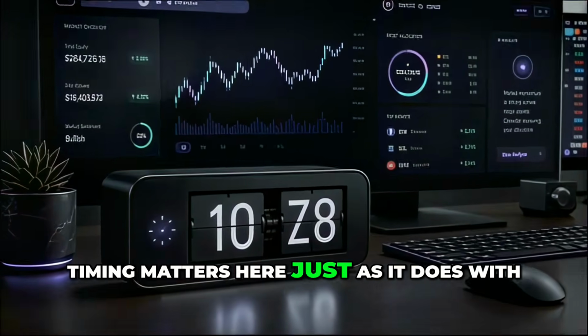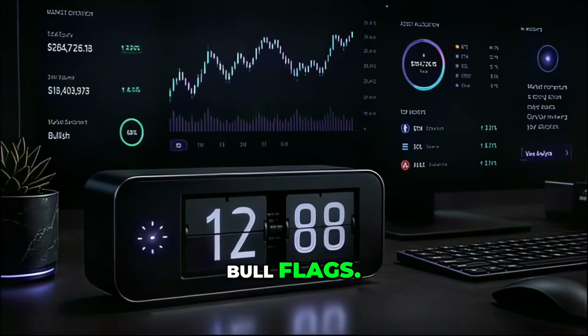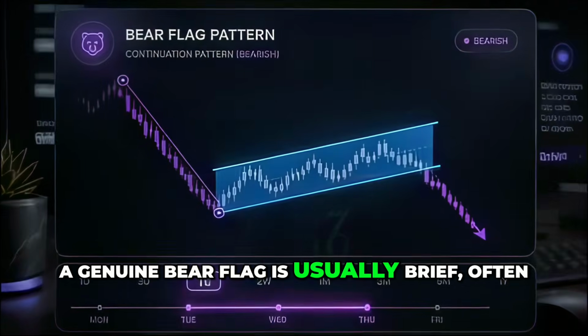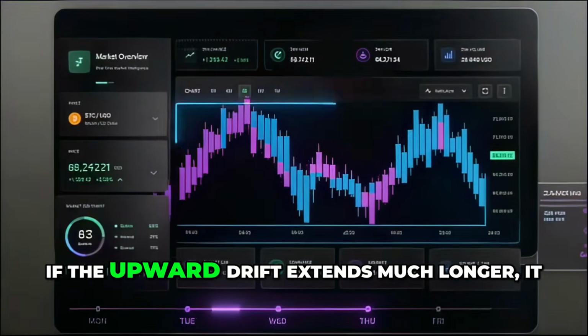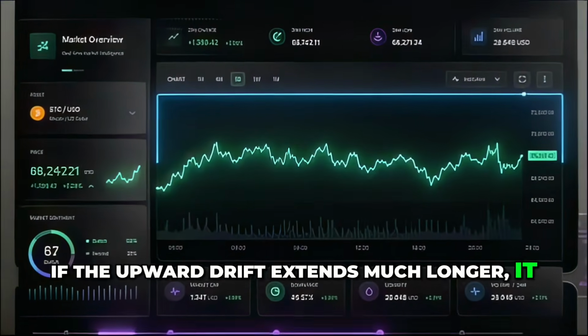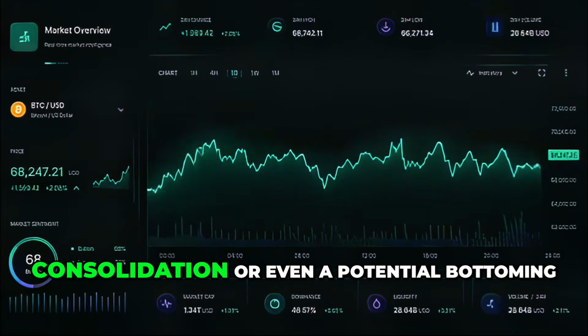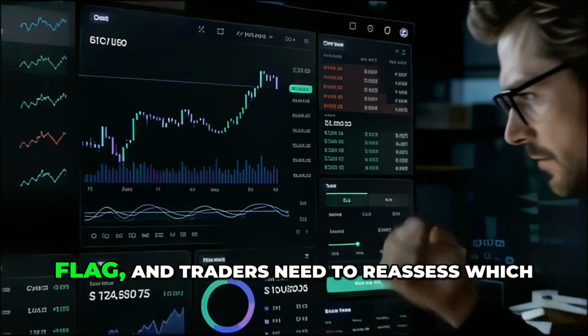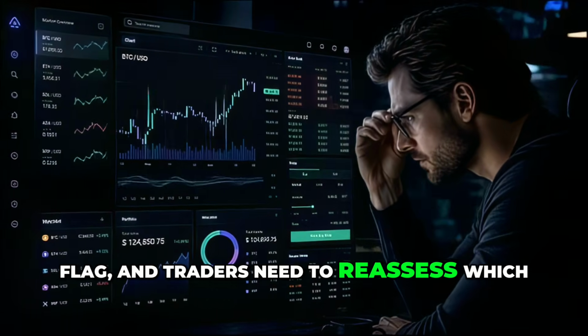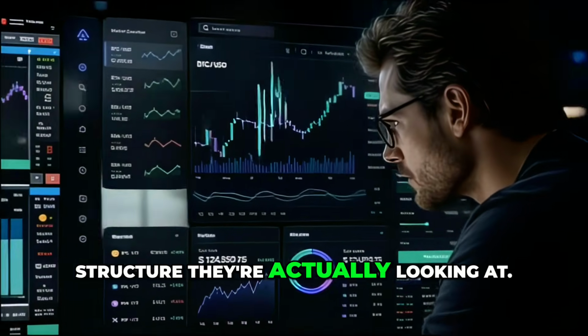Timing matters here, just as it does with bull flags. A genuine bear flag is usually brief, often just a handful of days on a daily chart. If the upward drift extends much longer, it starts to look more like a broader consolidation or even a potential bottoming pattern rather than a tight continuation flag, and traders need to reassess which structure they're actually looking at.